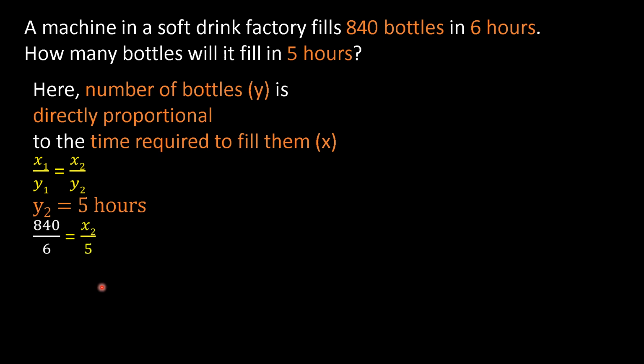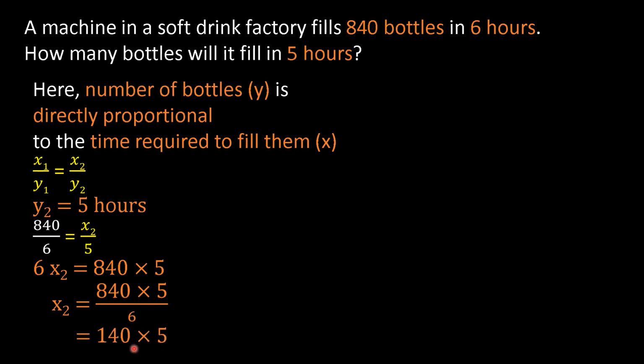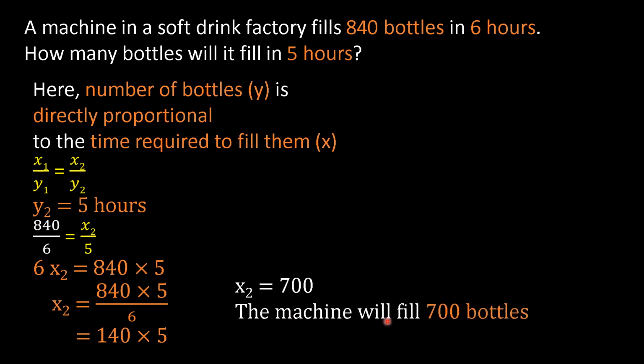We will substitute the values 840 for x1, 6 for y1, 5 for y2. We get 6x2 equals 840 multiplied by 5. x2 will be 840 multiplied by 5 divided by 6. 840 divided by 6 will be 140 multiplied by 5. That gives us x2 equals 700. So the machine will fill 700 bottles in 5 hours.